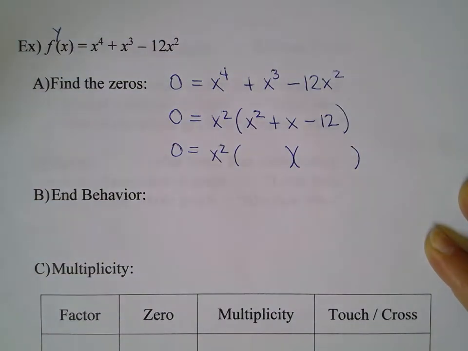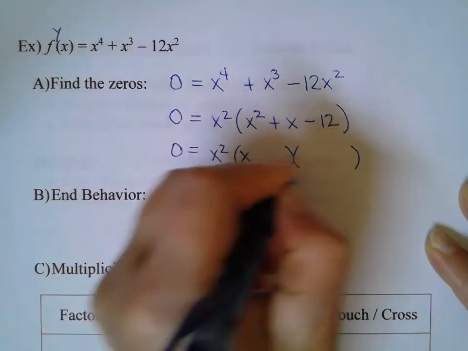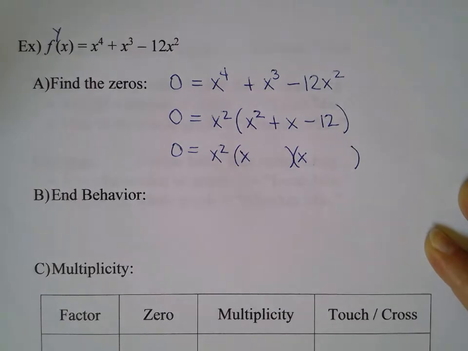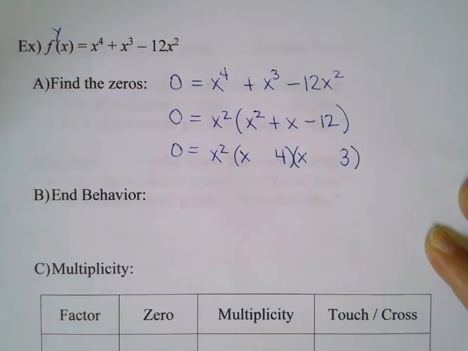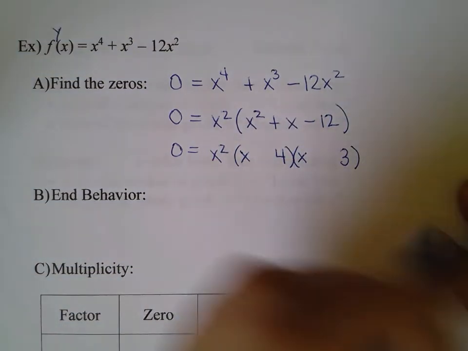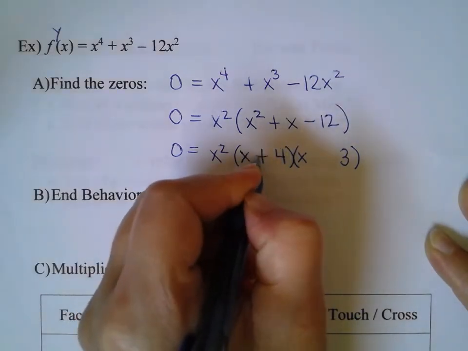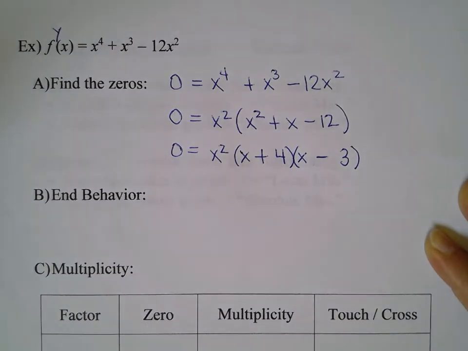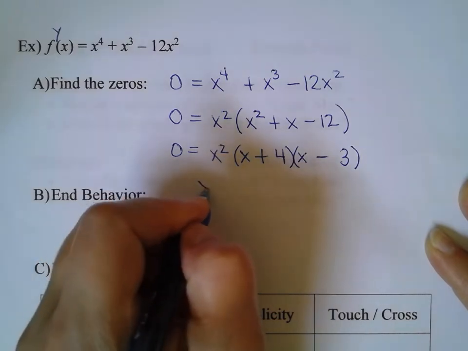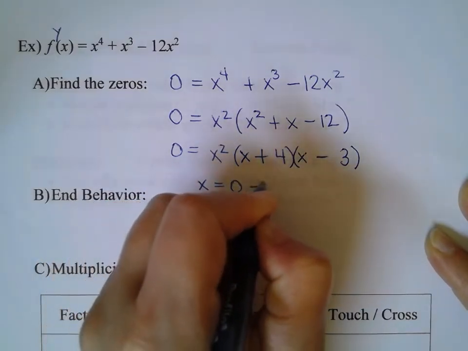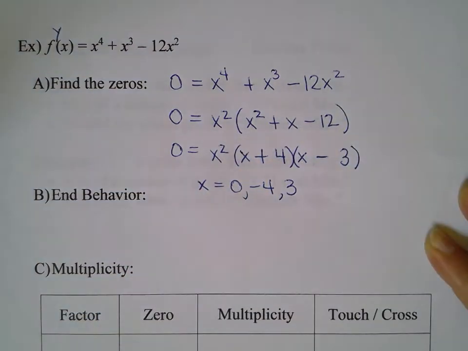And I can go ahead and factor what I have left over. I need two numbers that multiply to be 12, and I think this time we're going to subtract them to be that 1x in the middle. So I think 4 and 3 are going to work really good. Because I want a positive 1 in the middle, I need a positive 4, and then negative 3. So if I set each of these equal to 0, I'm going to get x equals 0, negative 4, and positive 3. These are my zeros.